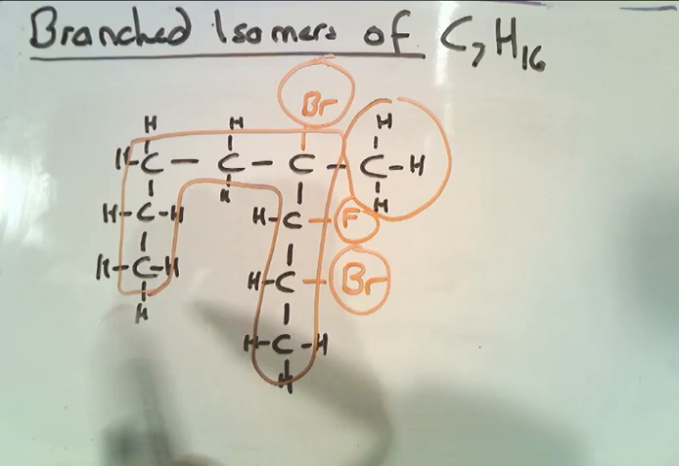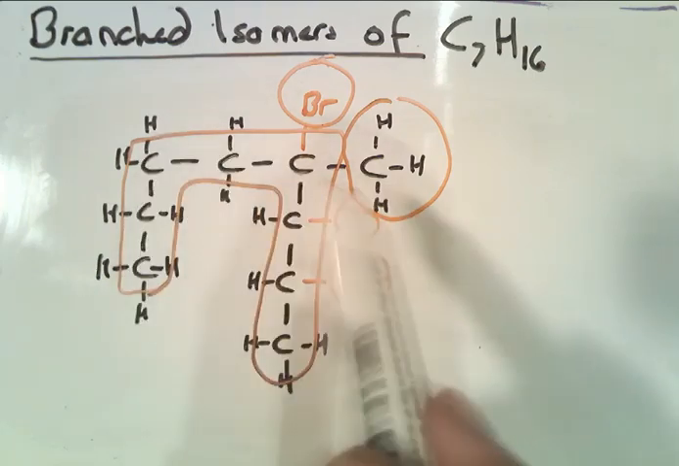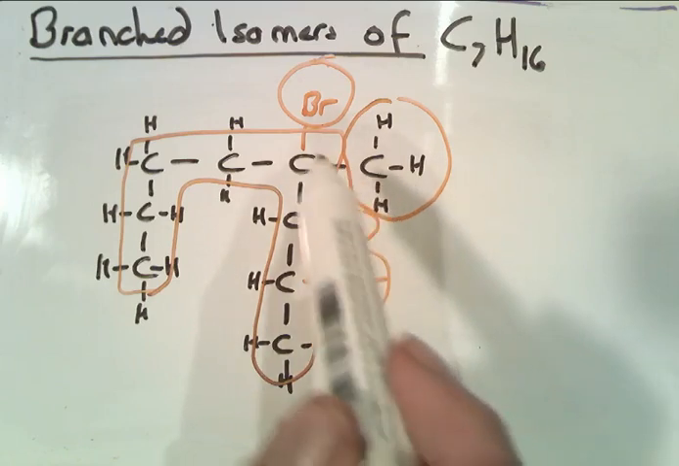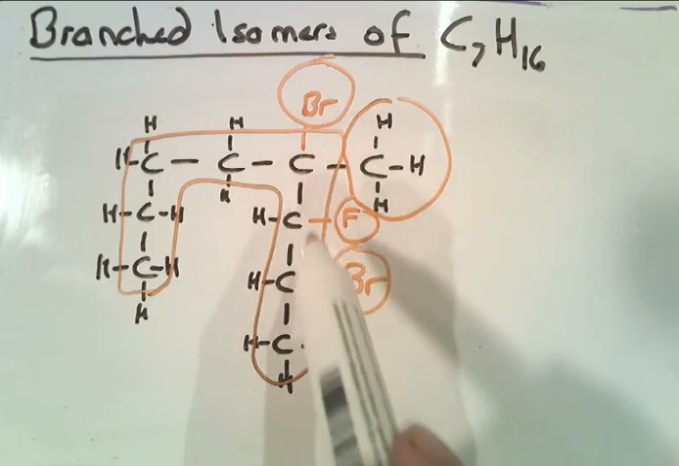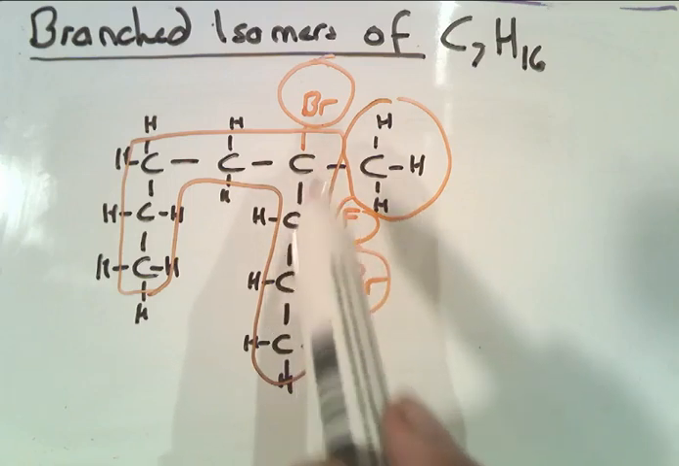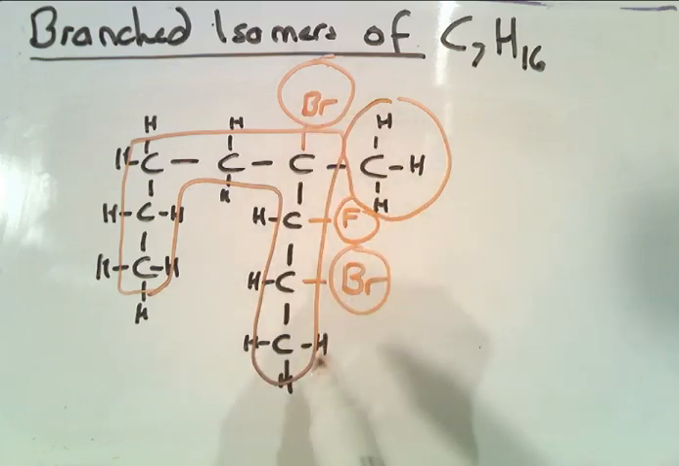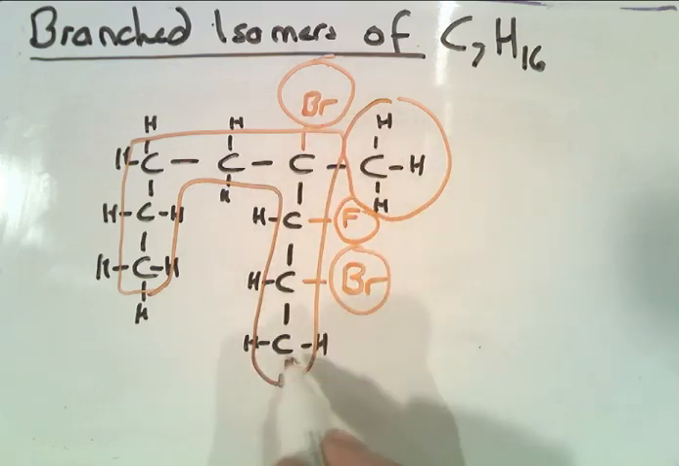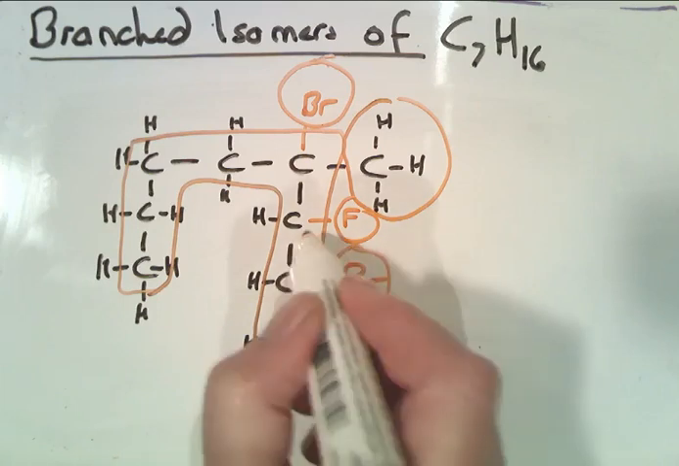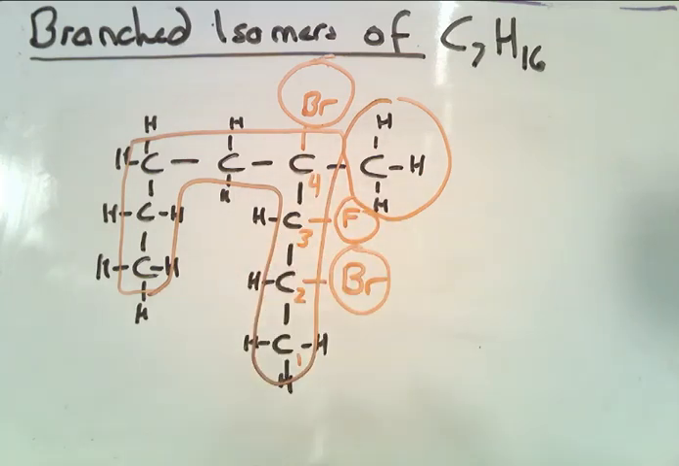So we need to know which way to number it. So if we went from this direction, it would be 1, 2, 3, 4, 5. So it would be 5, 6, 7 are all of the carbons that have a group on them. So if we went from this direction, this would be 1, 2, 3, 4. So the numbers would be much smaller. So we'll number it from this direction.